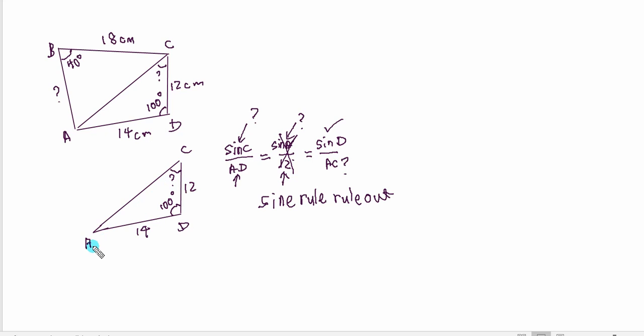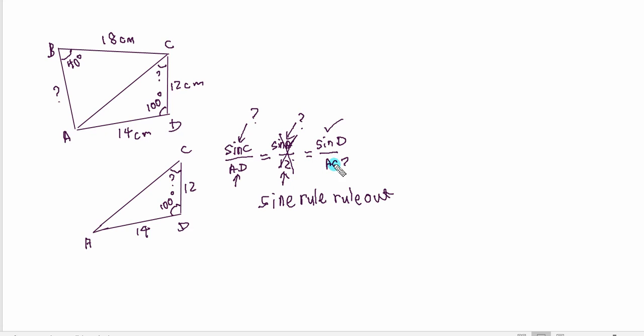But then we know in this triangle ACD there are three pieces of information that you know: 14, 100 degrees C, and 12. Okay, so this fulfills the requirement of using the cosine rule. Why? Because you have a given angle and the two lengths that enclose the given angle. Okay, in other words, you can use the cosine rule. If you use it, then you can find AC, isn't it? You can find AC.